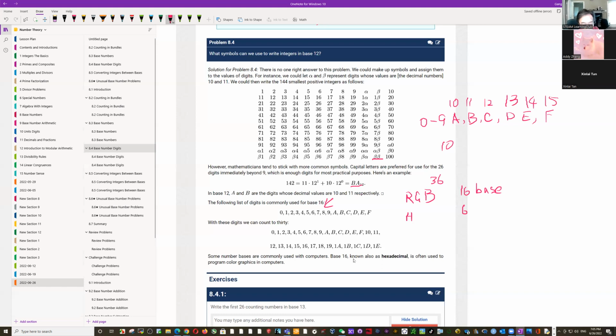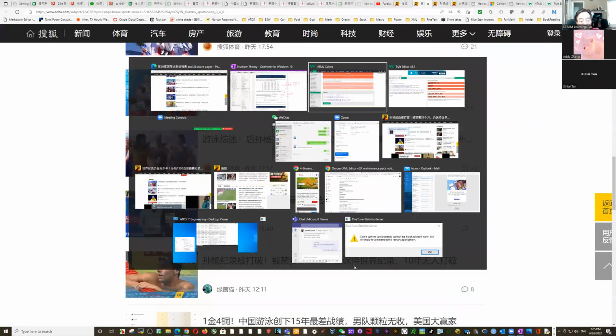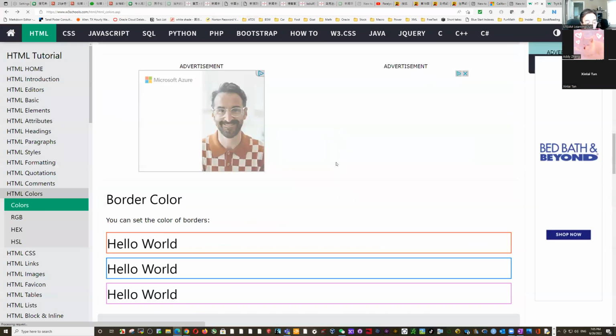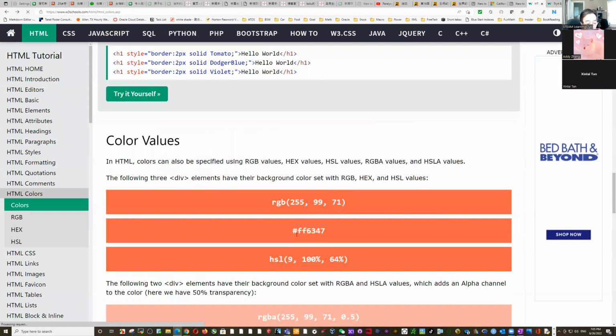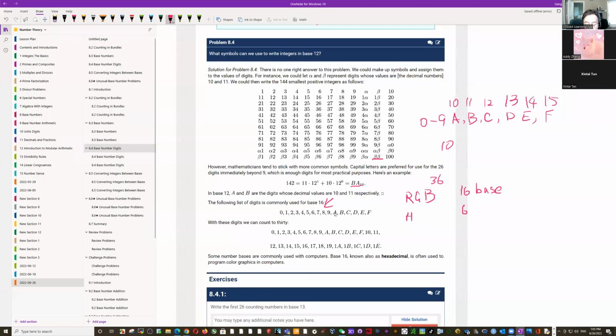For example, take this color. FF is related to 255 because in hexadecimal it's 15 multiplied by 16 to the first power, plus 15 multiplied by 16 to the 0 power, since F is 15. This part is basically 240, and this is just 15. Add them together and you get 255. So hexadecimal is very popular. It's often used to program color graphics in computers. I just showed a case where it's really being used.